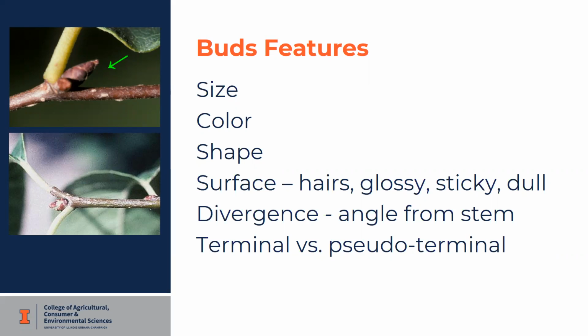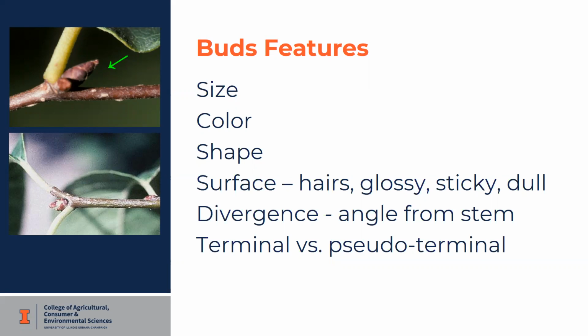Surfaces can have a pretty good range as well. A lot of your references will describe whether or not that bud is pubescent, meaning covered in lots of short, soft hairs. Are they shiny? Are they very sticky? We'll see that with the horse chestnut, which has a very large, sticky bud and makes for a very easy winter identification.